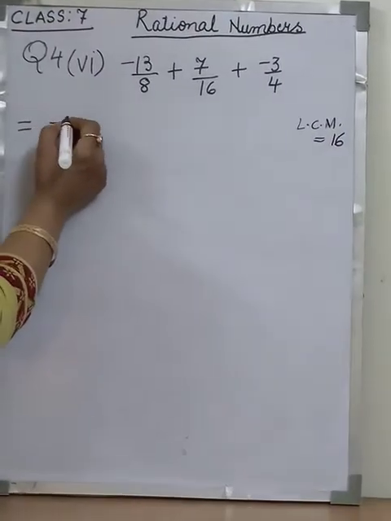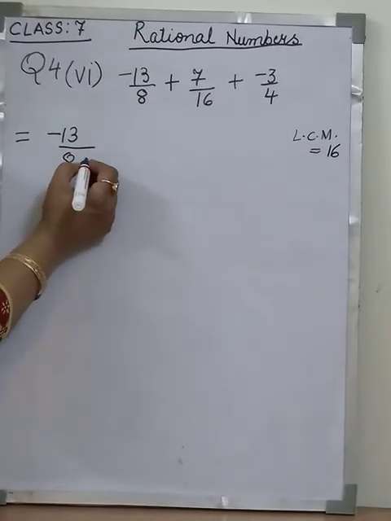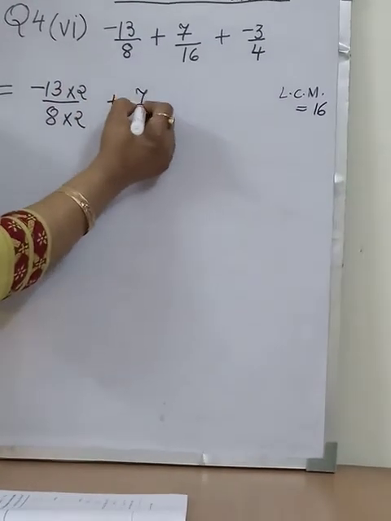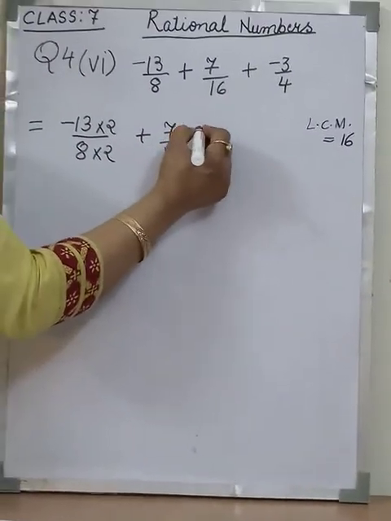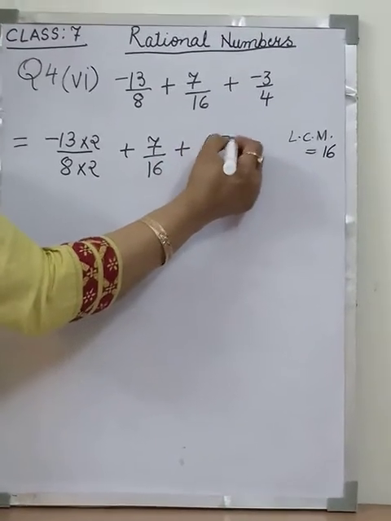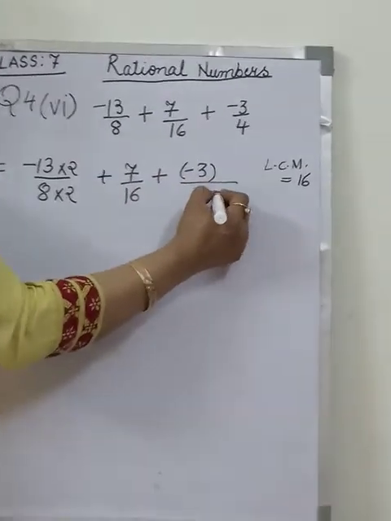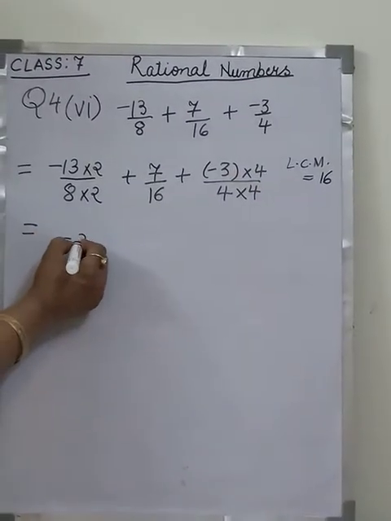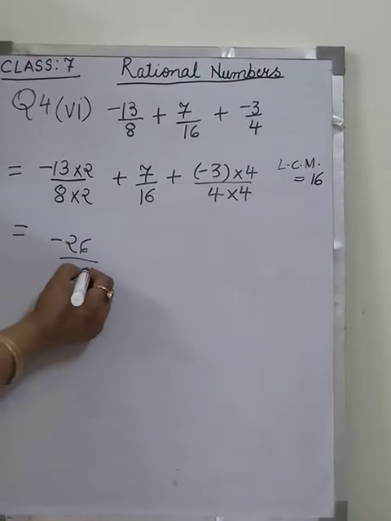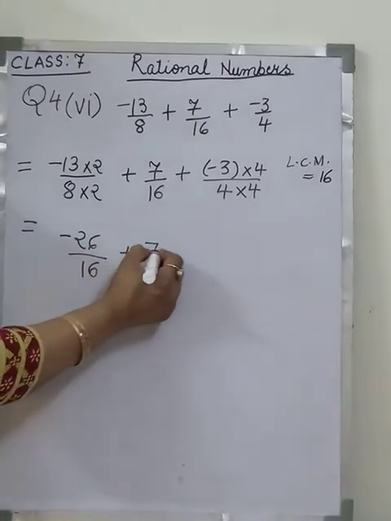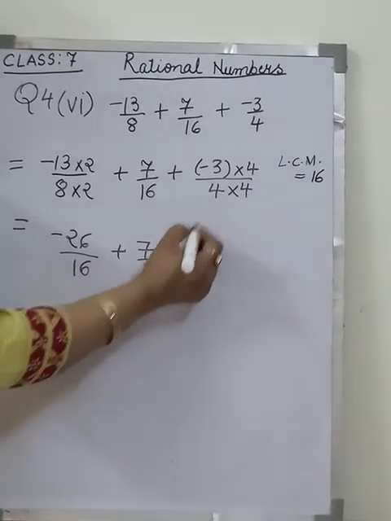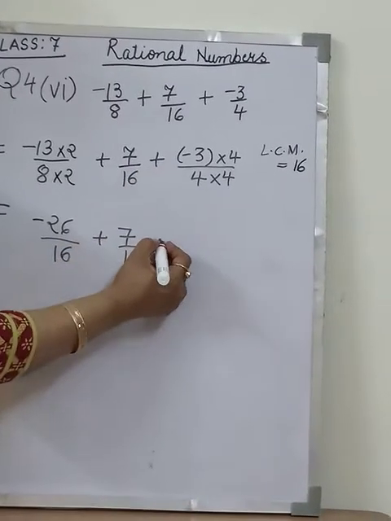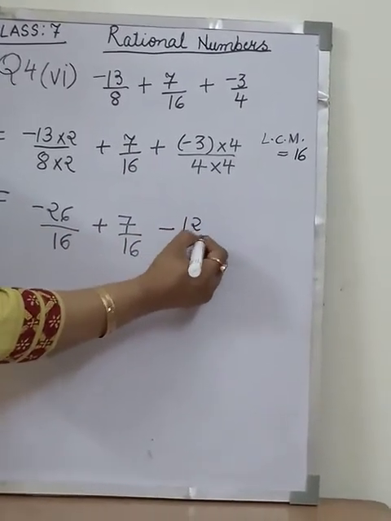Now what should be multiplied to 8 to get 16? 2 times. So I multiply 2. 16 is already there in the denominator, so nothing to be multiplied. Now what should be multiplied to 4 to get 16? It is 4. So what we get? Minus 26 upon 16, 7 upon 16. 4 times minus 3 is minus 12, and here we have positive sign, so plus minus 12 upon 16.